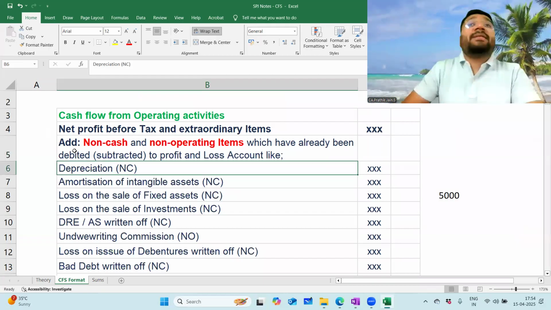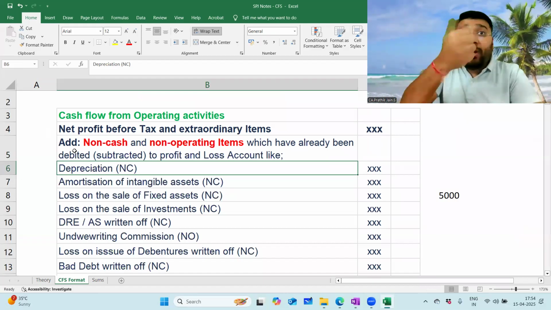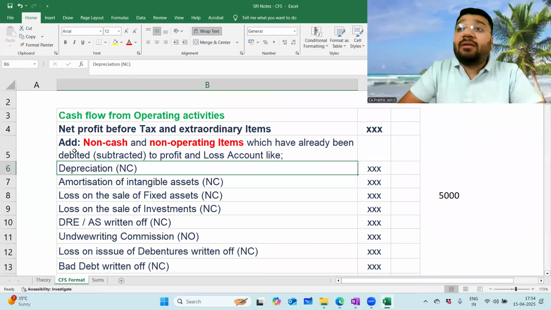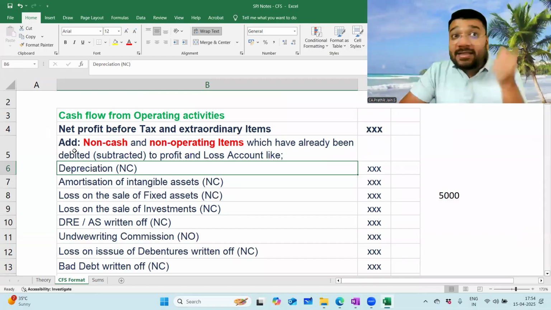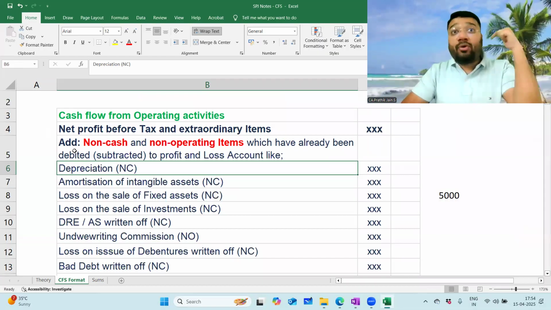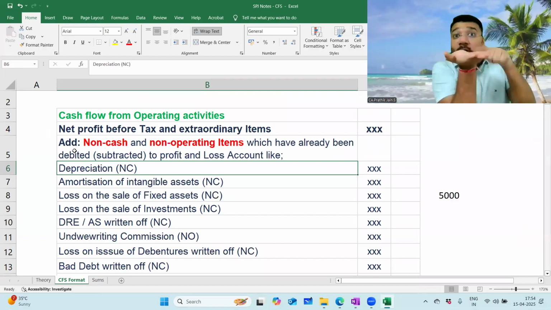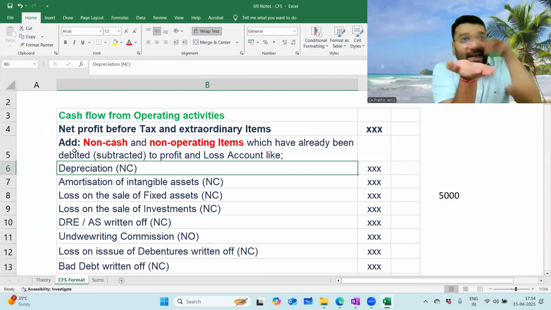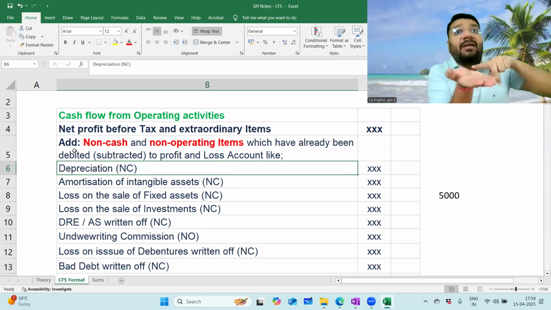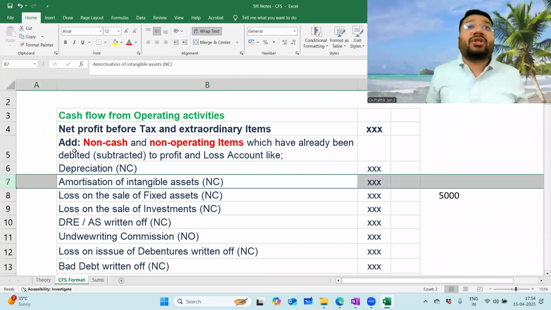Non-cash item means what? Depreciation, where the depreciation is subtracted from my revenue, but I did not do any outflow of that. There is no outflow of that, but it is subtracted. So is that subtraction right or wrong? From the revenue from operation or from total income, if I minus depreciation and present it, is this my cash profit? Do you agree this is cash profit? No, this has come after minusing a non-cash item. So cancel that non-cash item. So subtraction item, how to reverse it? By addition.